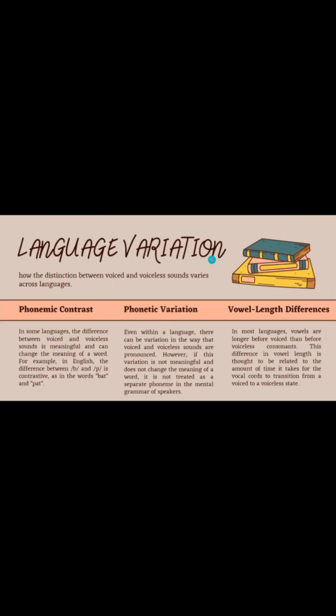So, in this section, I will present about language variation, how the distinction between voiced and voiceless sounds varies across languages. The first one is phonemic contrast. In some languages, the difference between voiced and voiceless sounds is meaningful and can change the meaning of a word. For example, in English, the difference between b and p is contrastive, as in the words bad and pat.